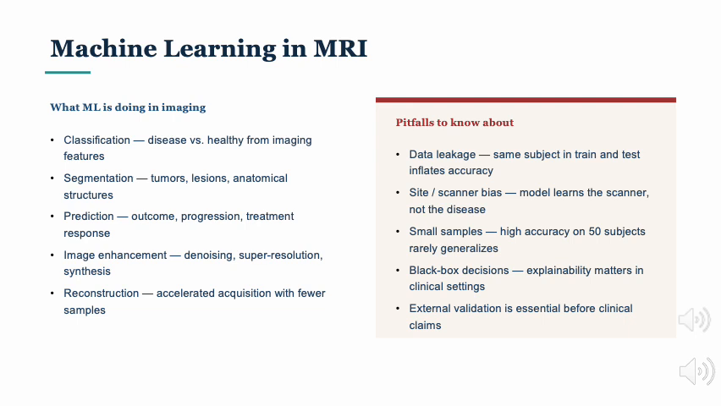Data leakage means having the same subject in both training and test sets, and it inflates accuracy falsely. Site or scanner bias means the model may learn the scanner rather than the disease. Small samples may look impressive on 50 subjects, but they rarely generalize. And black box decisions are a real problem in clinical settings, where explainability matters. The bottom line is that external validation is essential before any clinical claim.